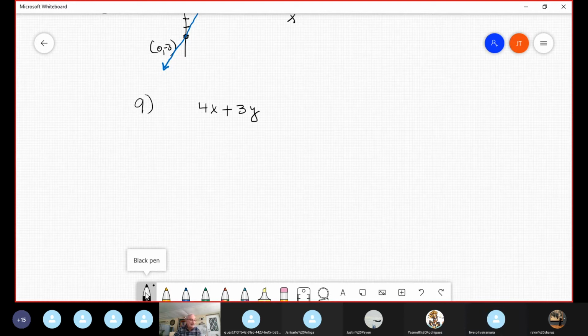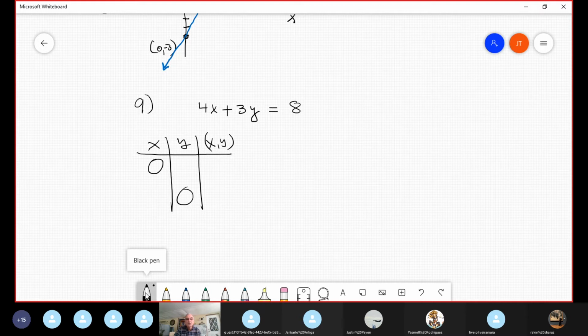4x plus 3y equals 8. Okay, again, intercepts: x, y. Let x be 0: 4 times 0 plus 3y equals 8. This is nothing. 3y equals 8. Therefore, y is equal to 8 over 3.